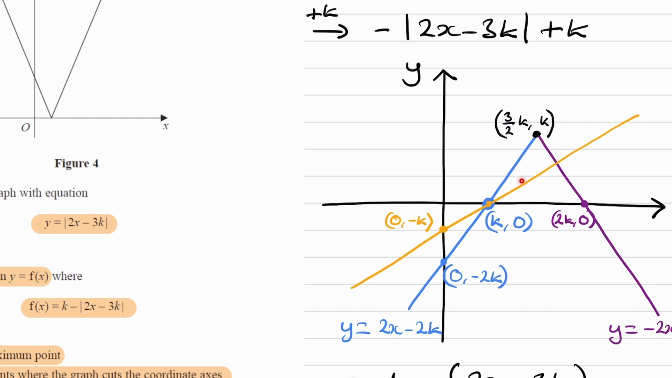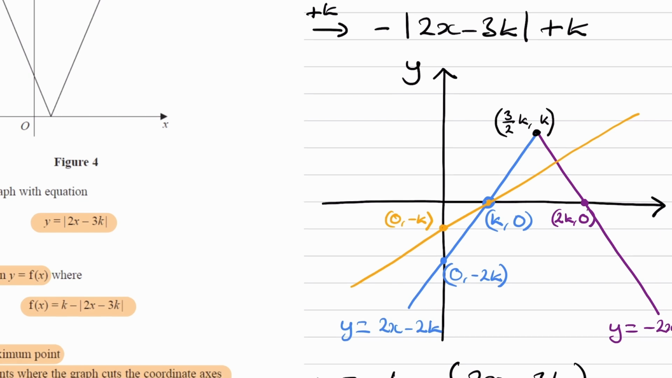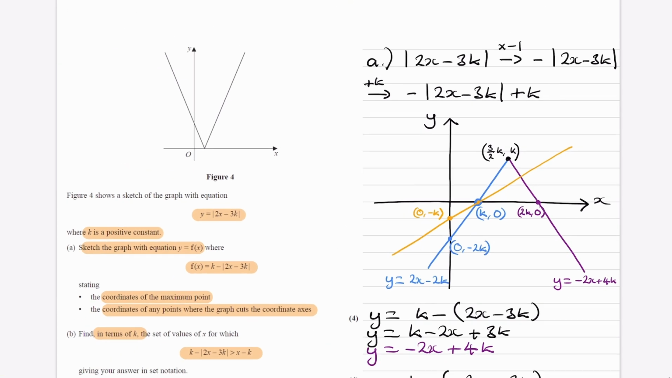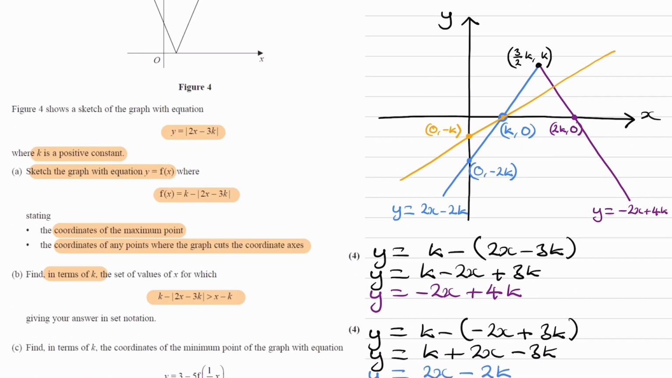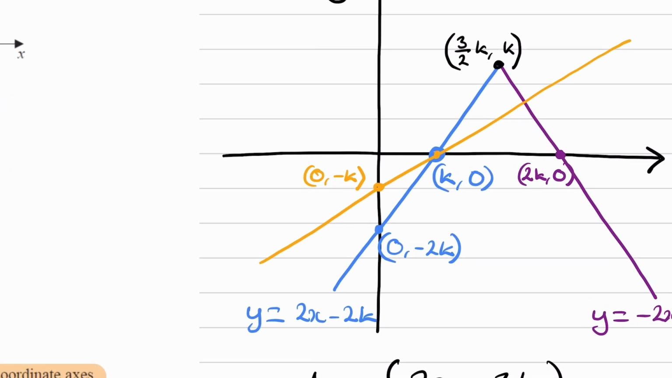The modulus function is above the line. This whole region here is where the modulus function is above the line, where the y-coordinate is greater for a given x-coordinate. So then we're trying to work out the set of x values over which this is true. So what's the set of x values for which this modulus function is above this? That's what it says over here. So the set of x values that satisfy the modulus function being above would be from here to here. So we know that this x value over here is k.